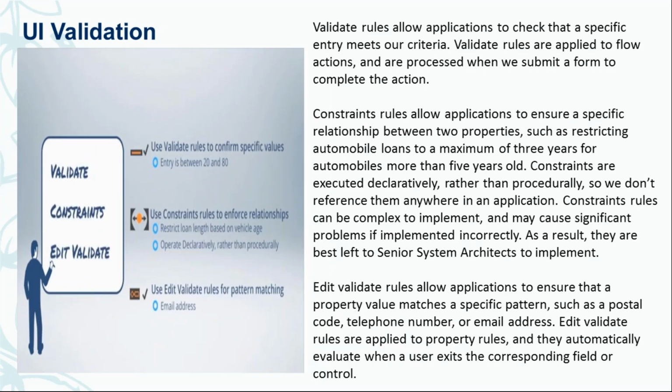Then Pega provides some rules as well. There are 3 different rules used in Pega to do the validation. The first rule is called the validate rule, the second is called the constraint rule, and the third one is called edit validate.